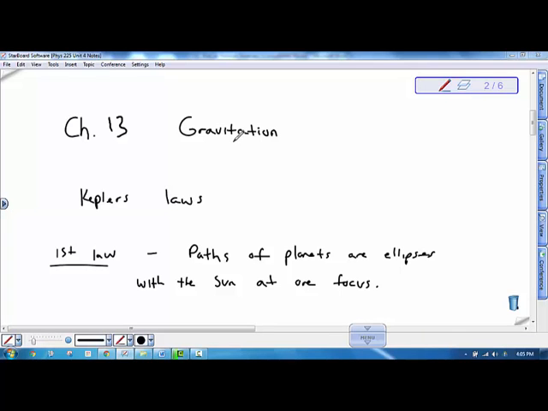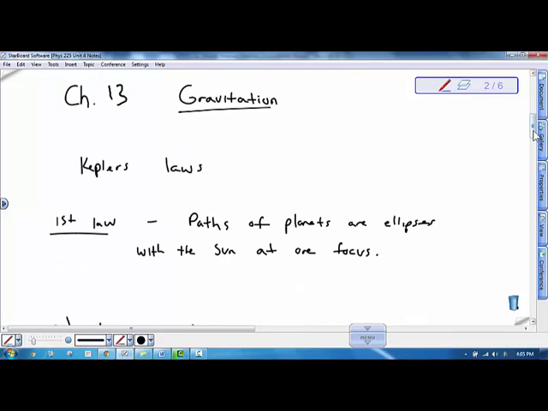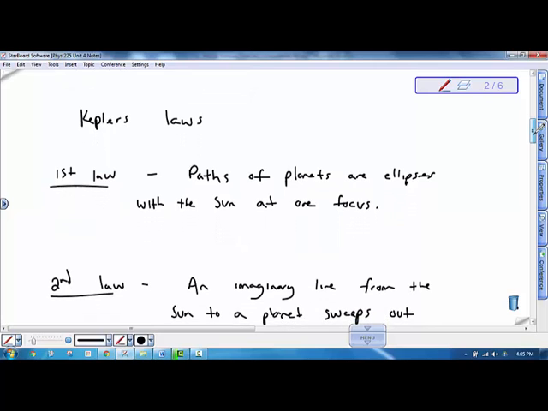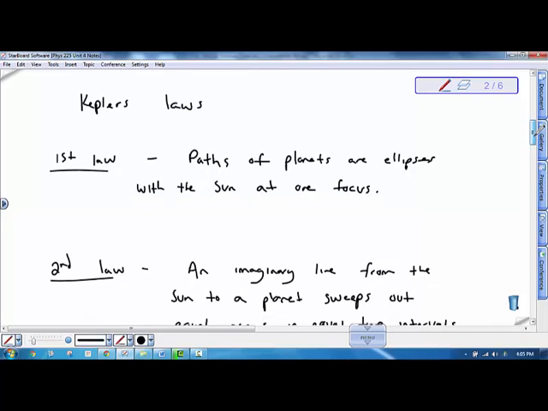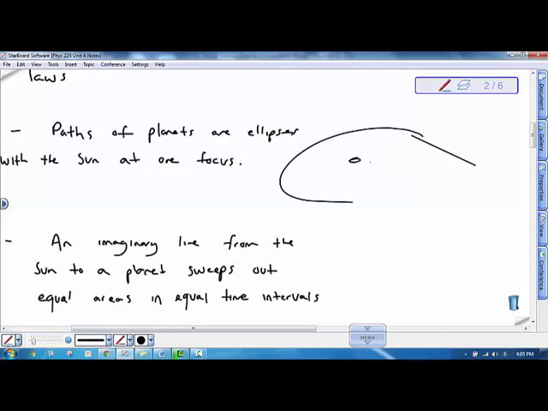All right, so we can talk about gravity now. Johannes Kepler was an astronomer and mathematician who figured out some laws that are in our curriculum that we're going to talk about. The first one is the paths of planets are ellipses with the sun at one focus. So we know that we travel around the sun, where the sun is at one focus.